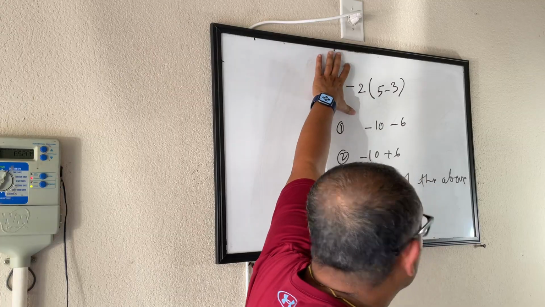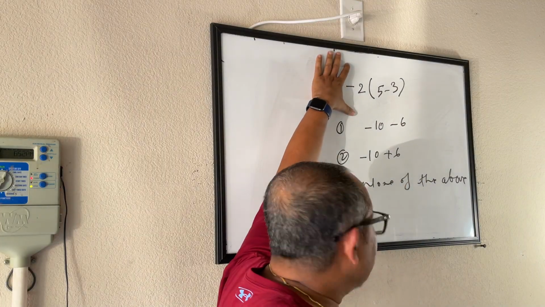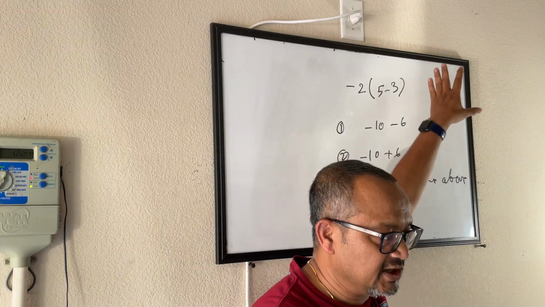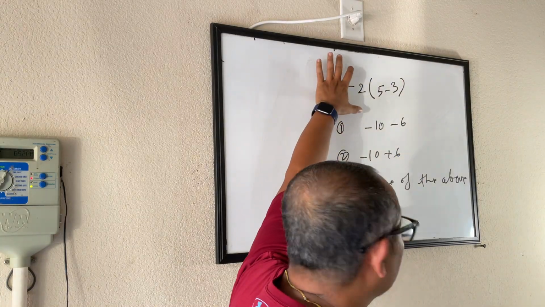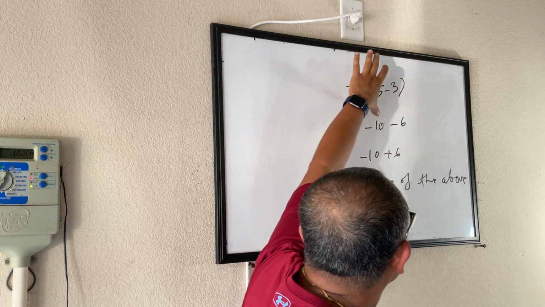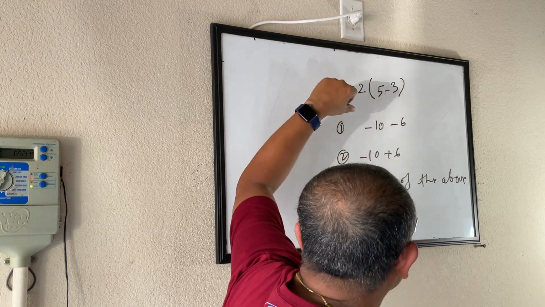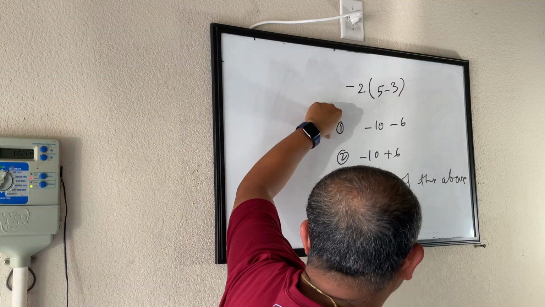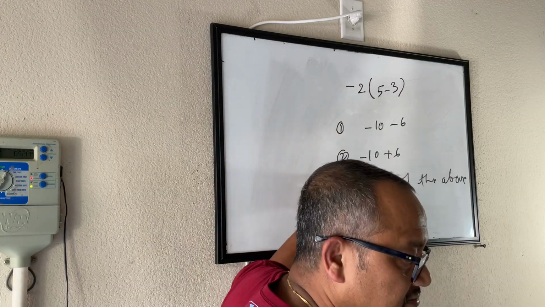So this is one of the expressions. And today we are dealing with numbers, tomorrow we will change this to variables. Okay? But the underlying principles will remain the same. So let's look at this. Minus 2, 5 minus 3 in bracket is equal to this, equivalent to this one, or this one.